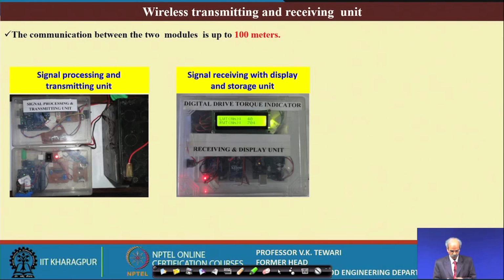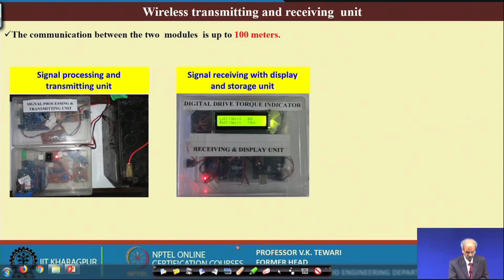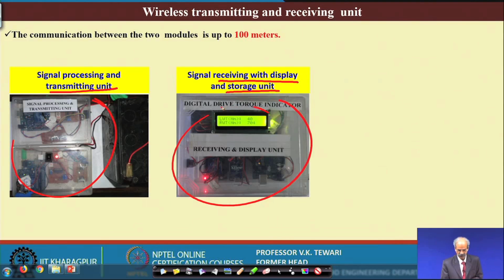Well, we have the wireless transmitting and receiving unit. You can see that this is a transmitting unit and a receiving unit with the display storage. You can see here the details of these units which have been developed, and in fact it works up to a distance of 100 meters. We thought that 100 meters is a very long distance, and if somebody is outside the field, he will be in a position to measure these values.